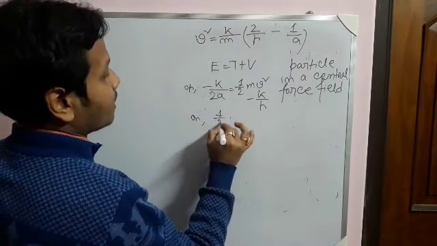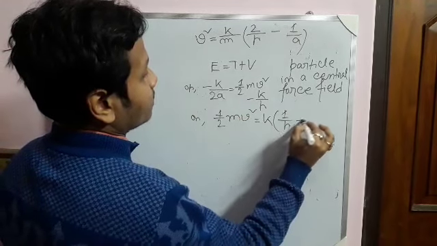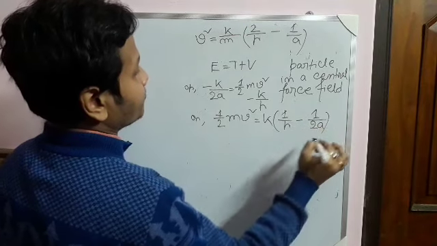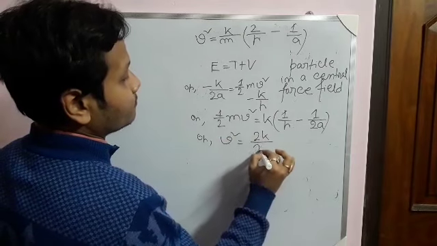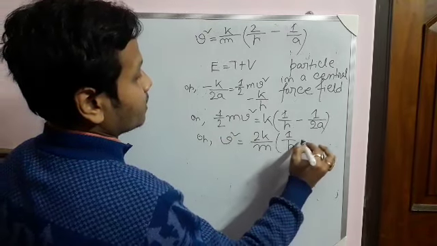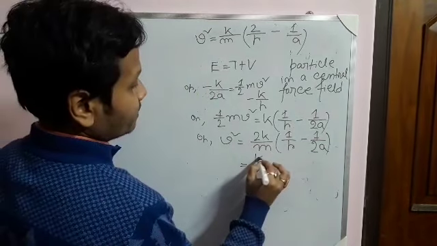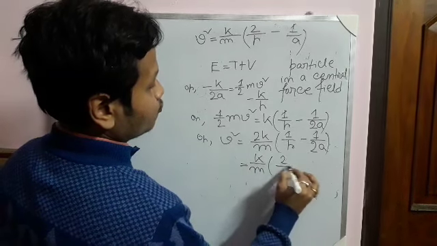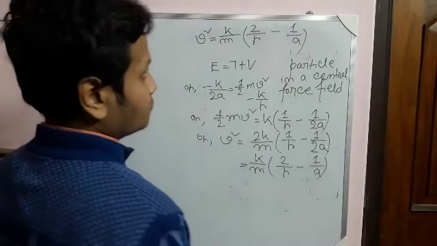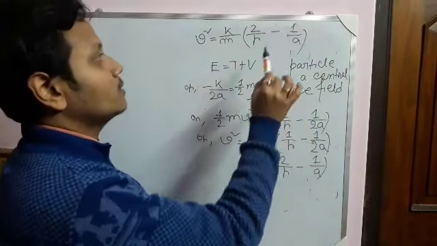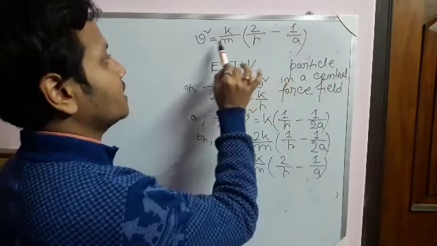Half mv square equals, if you take k common, 1 by r minus 1 by 2a. So v square equals 2k upon m into (1 by r minus 1 by 2a). We can rearrange it as 2 by r minus 1 by a. This is the result we had to arrive at. So this is an important problem: for a particle of mass m in a central force field, we have to show that velocity can be written in this form.